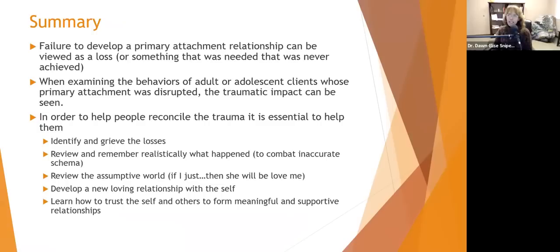Failure to develop a primary attachment relationship can be viewed as a loss or something that was needed but never achieved. When examining the behaviors of adult or adolescent clients whose primary attachment was disrupted, the traumatic impact can often be seen. In order to help them reconcile the trauma, it's essential to help them identify and grieve the losses, review and remember realistically what happened in order to combat inaccurate schema and memories, review the assumptive world, making the assumptions that if I just do this, then I can make her love me. May not happen. Develop a new loving relationship with the self, and learn how to trust the self and others to form meaningful and supportive relationships.